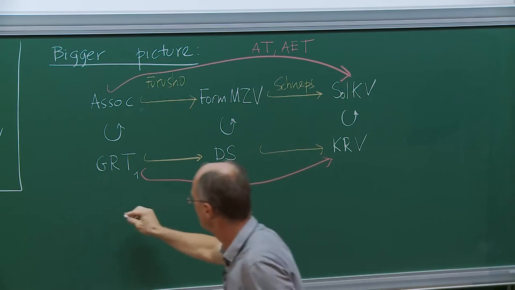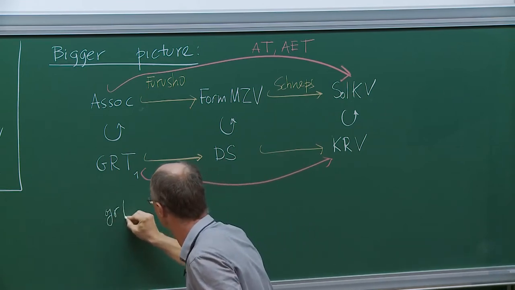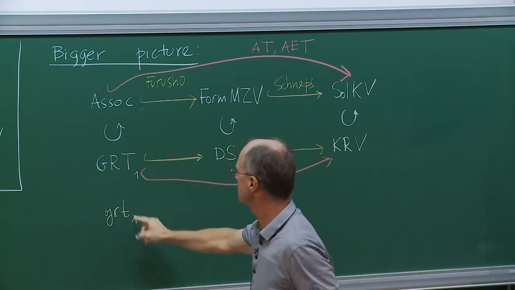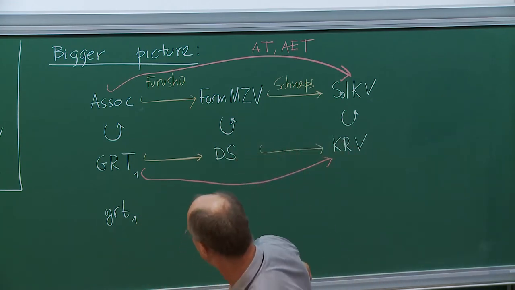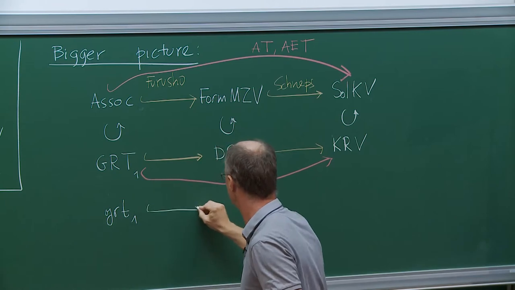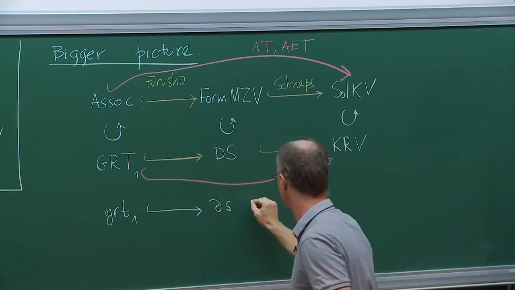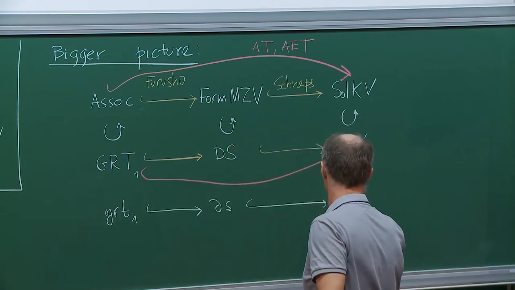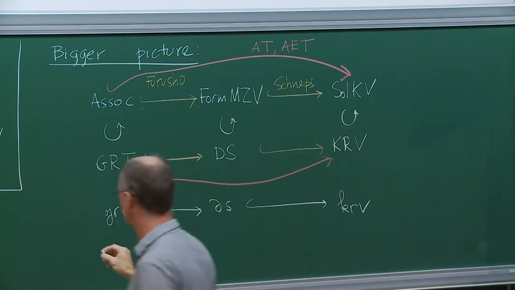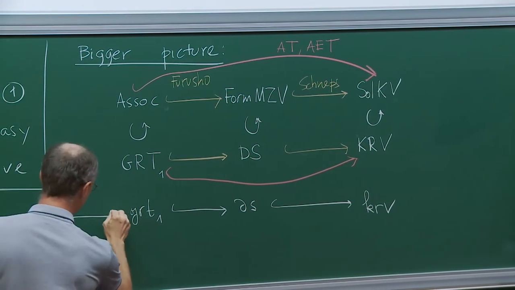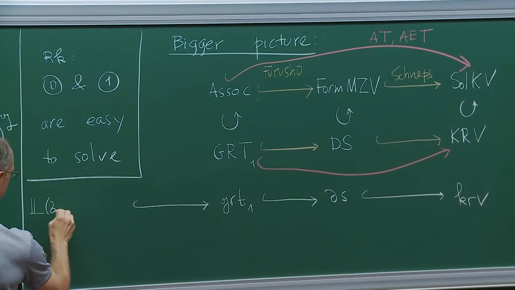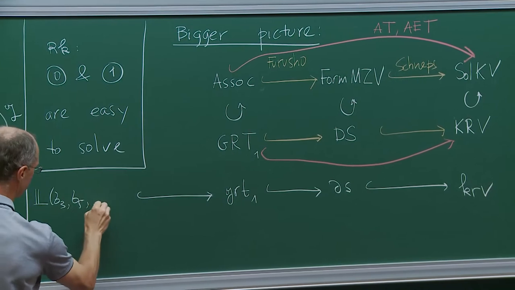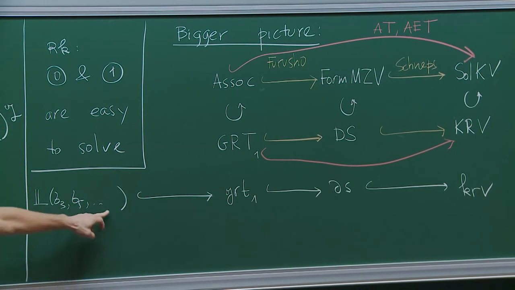And here maybe I also write at the level of Lie algebras. Here this is a group generated by a graded Lie algebra GRT1, which maps to the graded Lie algebra DS, which maps to the graded Lie algebra KRV, and as was relatively recently proved by Francis Brown, here there is an embedding of the free Lie algebra with Drinfeld generators sigma 3, sigma 5, and so on.